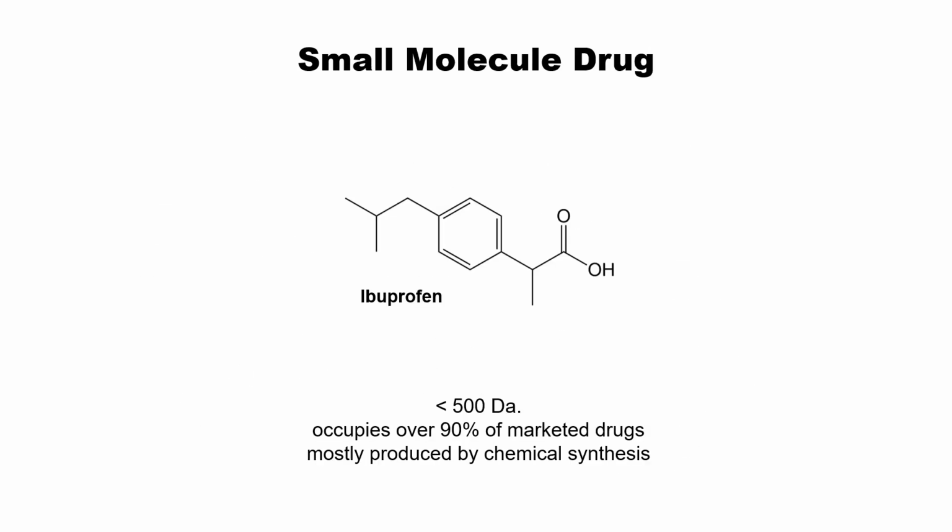Here is the very popular small molecule ibuprofen. And when you say small molecule, the criterion is that the molecular weight is less than 500. That's what you call a small molecule. And these kinds of small molecules are mostly produced by chemical synthesis.